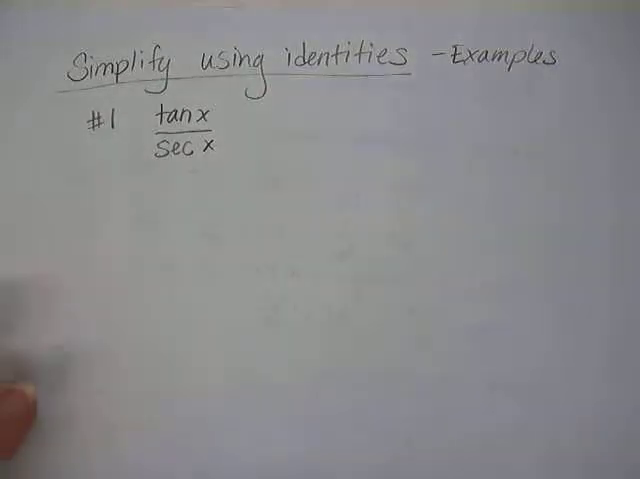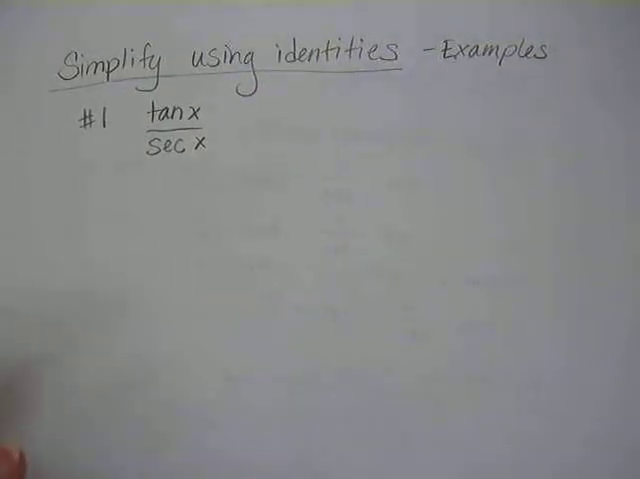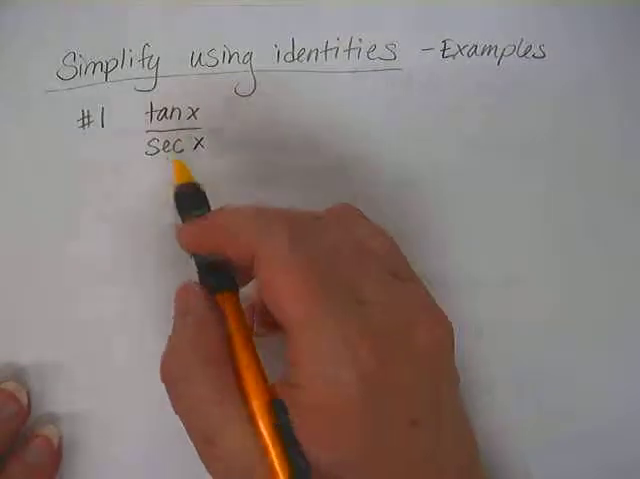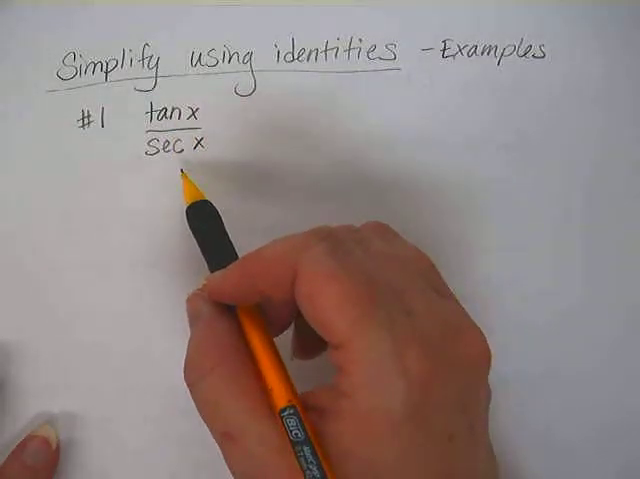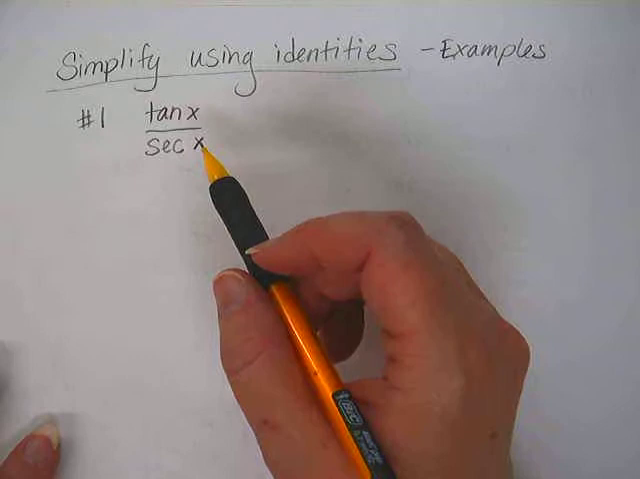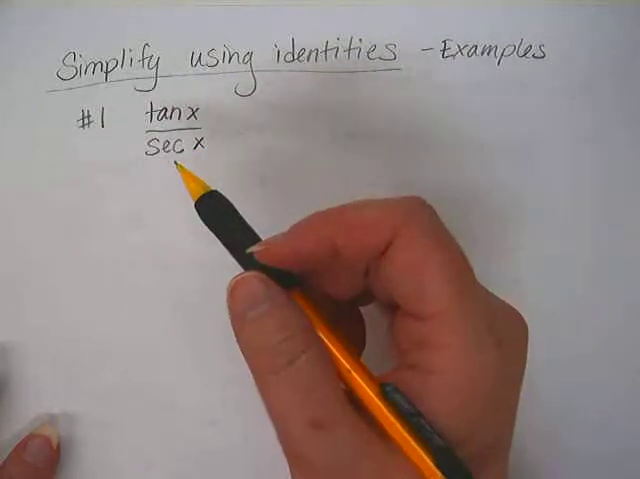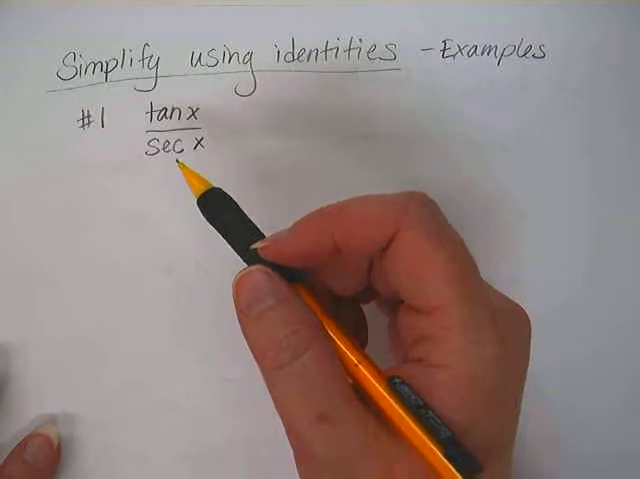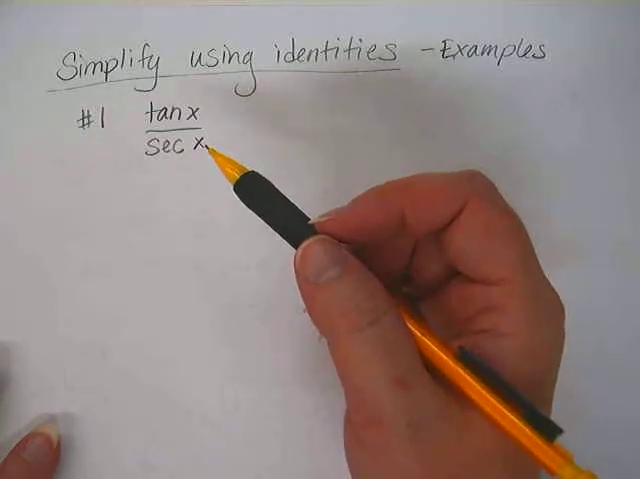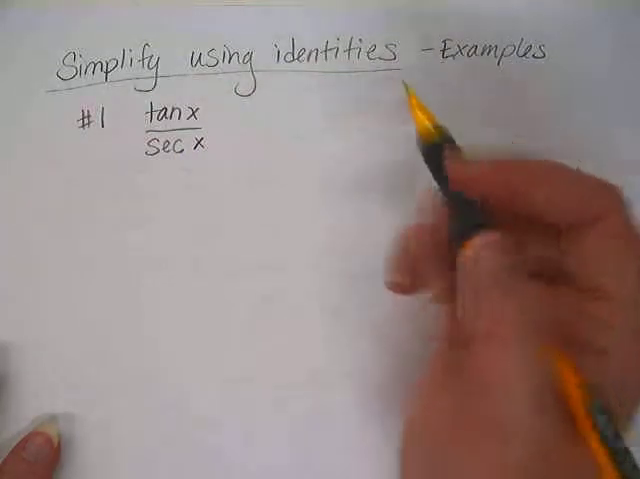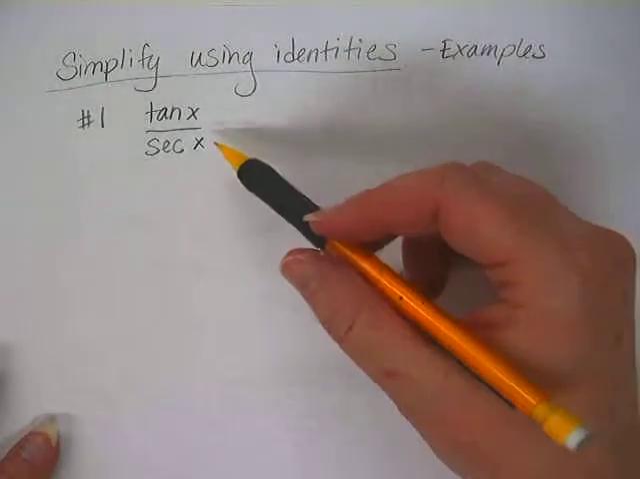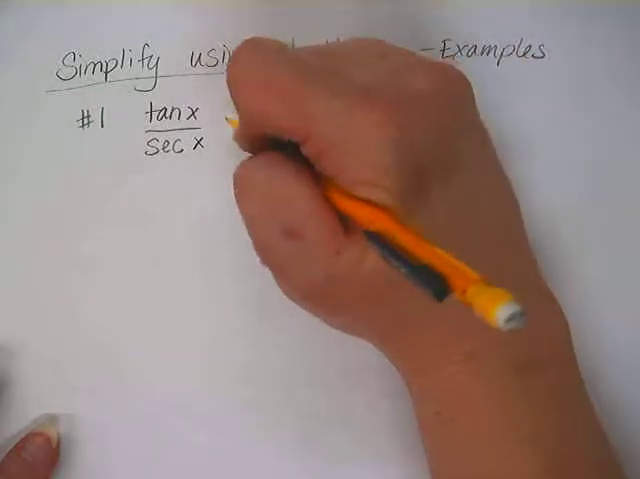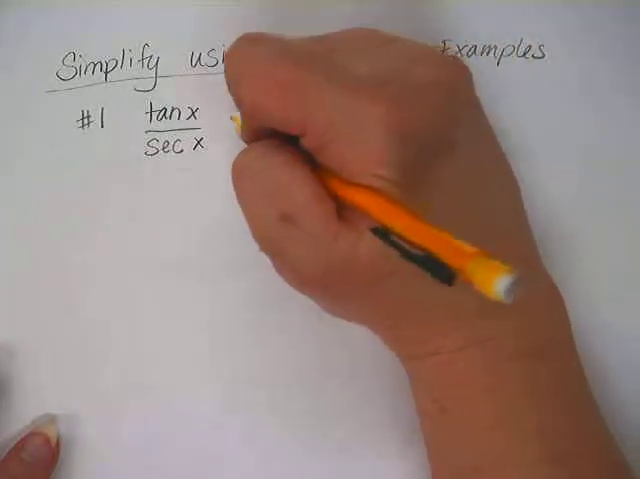Alright, we're going to do some examples using identities to simplify. We're starting with tangent x over secant x. Notice how I'm not using a Greek letter for the angle. Sometimes we use x, sometimes we use t, sometimes we use a Greek letter. They're all variables, so just adapt, be versatile, really, right? Okay, so let's go ahead and change everything to sines and cosines.